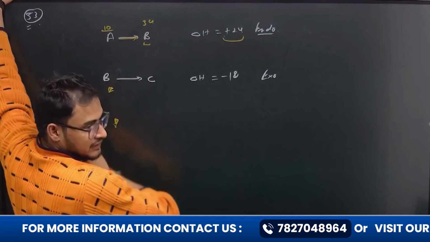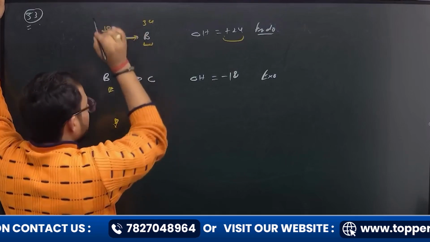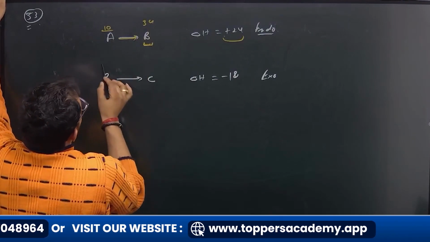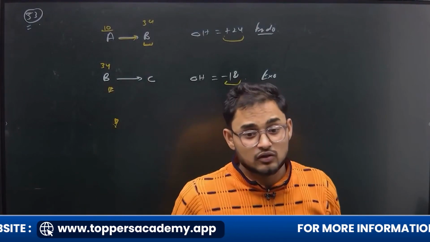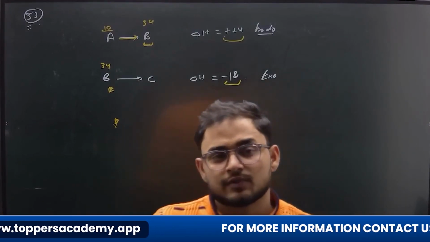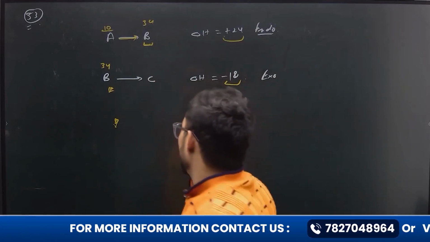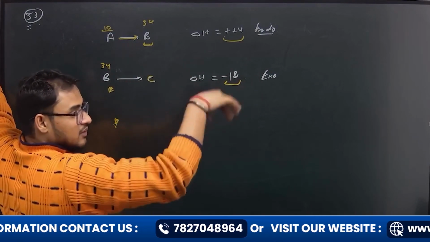So I have written here: if the amount of energy of A is 10, the amount of energy of B will be 34. Now you see the minus 18, that means 18 kilojoule, or 18 unit of energy, is going to be released. So that means your product is having less energy. That's why the extra amount of energy is going to be released.